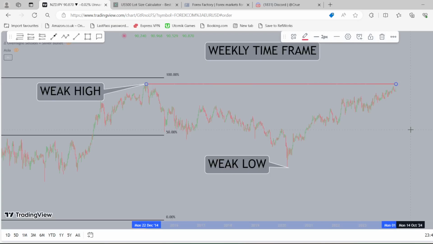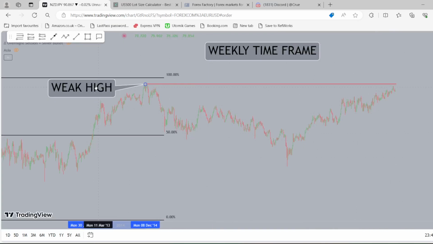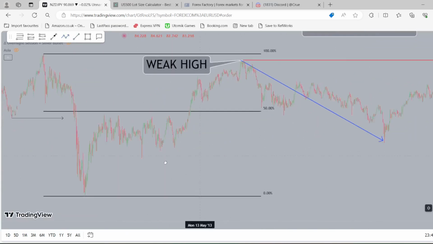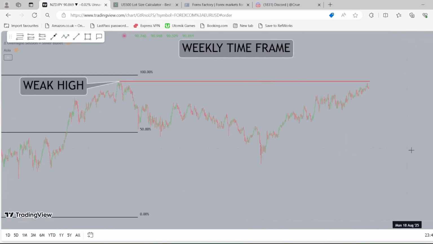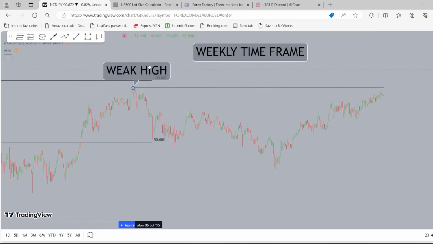So I expect price to smash through the 94.4 level, simply using the fact that we have a weak high over here. This weak high has failed to make a new low, because remember the low is down here. Because of that, with current intraday and daily structure, we're going to go down to the daily time frame. I expect this weak high over here to be broken.